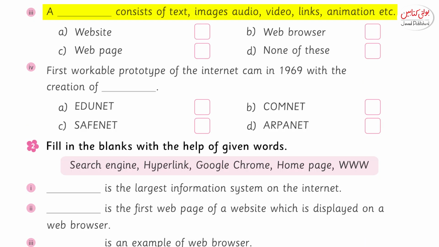A dash consists of text, images, audio, video, links, animations, etc. Option A, website. Option B, web browser. Option C, web page. Or option D, none of these. The right option is option C, web page.